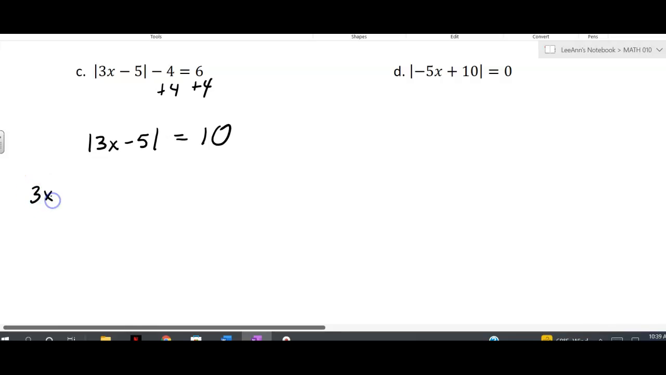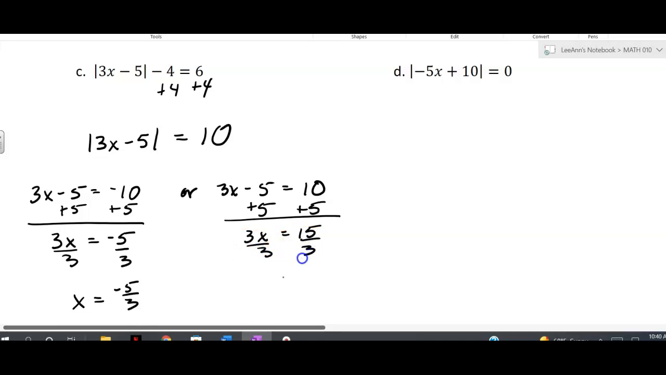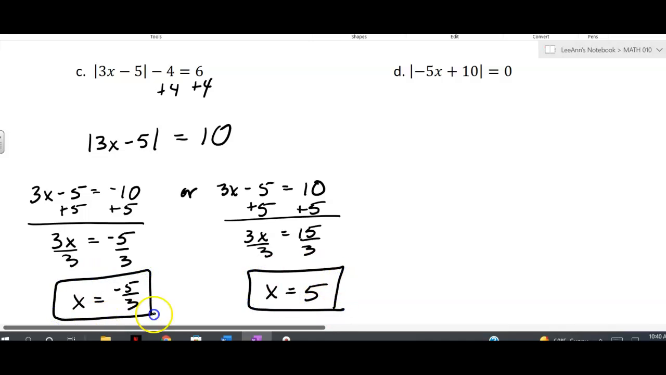Either 3x minus 5 equals -10, or 3x minus 5 equals +10. And then I solve each of those separately. So add 5, and I get 3x equals -5, divide by 3, and I get x equals -5/3 for that one. And then if I add 5 here, I get 3x equals 15. And if I divide by 3, I get x equals 5. So I get two solutions here, 5 and -5/3.